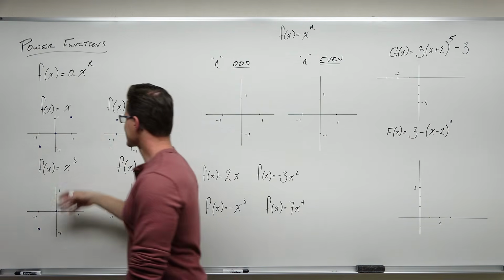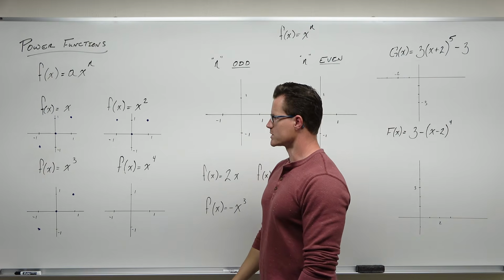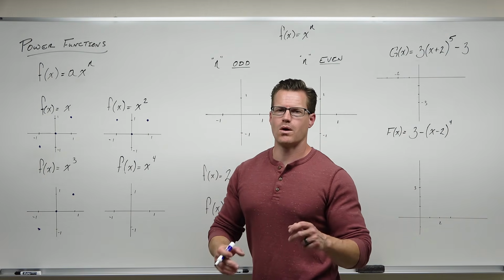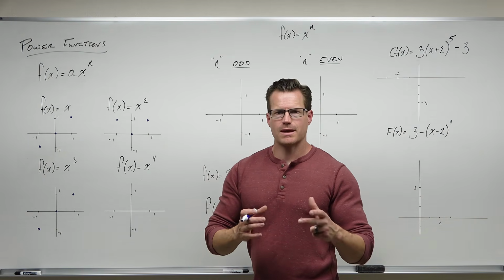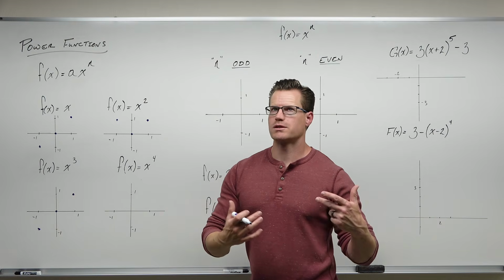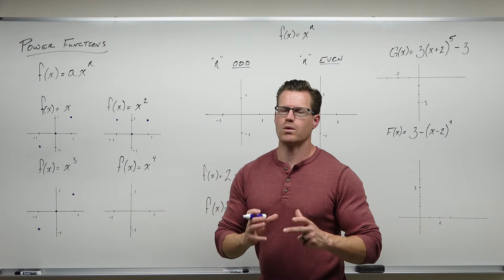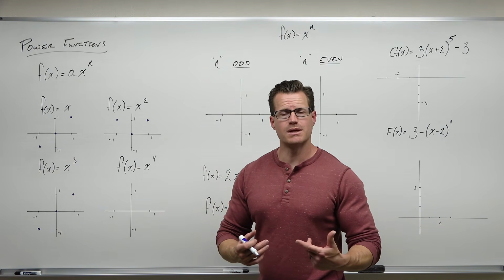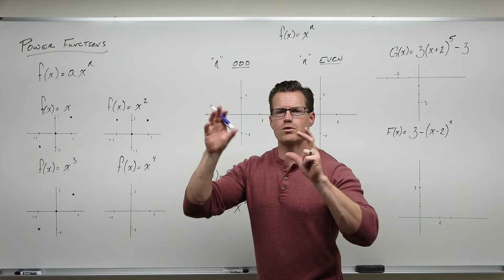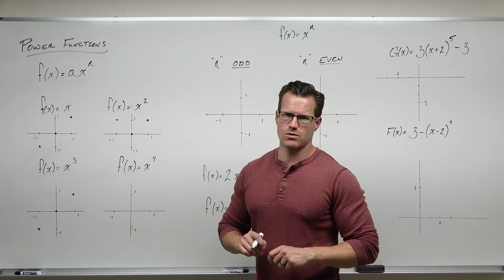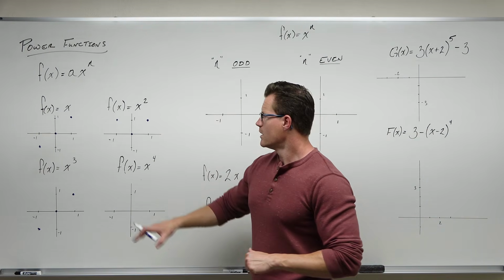We get exactly the same points as f of x equals x. The exact same, what we call key points. Key points, if you remember from lots of videos ago, are a great way to graph with transformations because it lets you move the graph around and still have 3 points to graph with as long as you understand the shape.